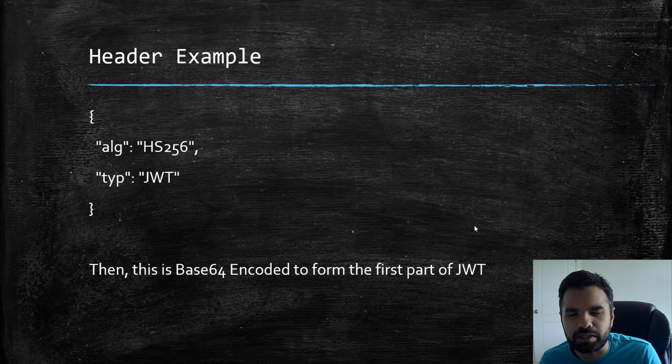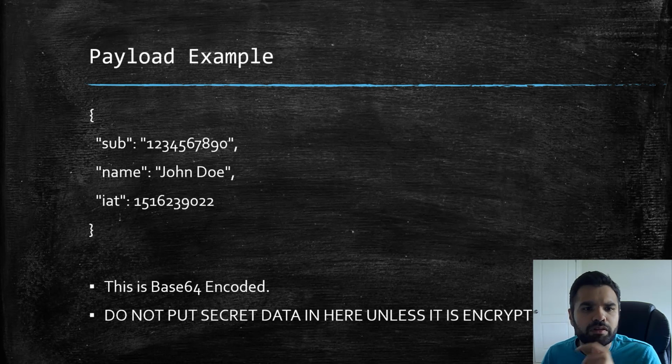So you can easily decode it, right? You can find a base64 decoder online, or you can also find it in Burp or some other proxy as well. Now this is the payload example. This is where all the critical information lies. So here you have the subject. Sometimes it also has the expiry, issuer, all sorts of information.